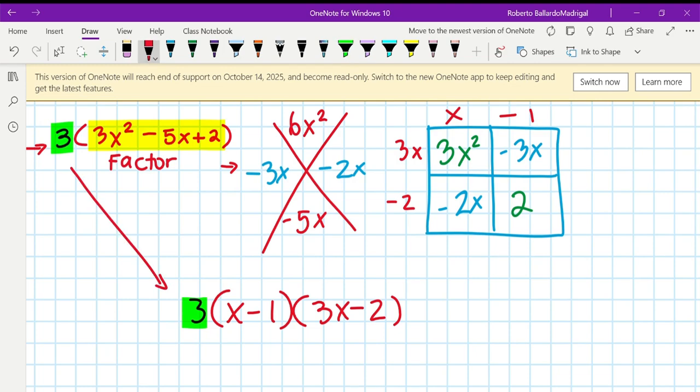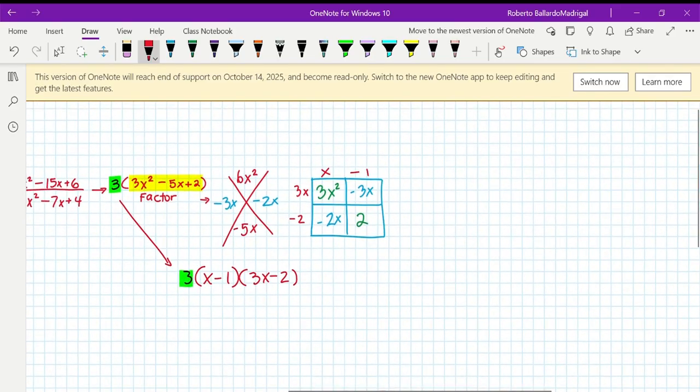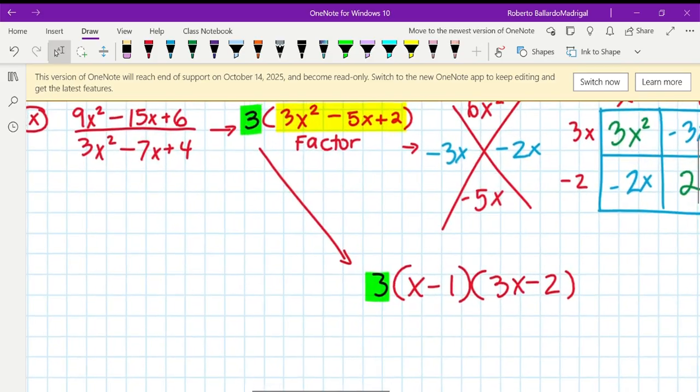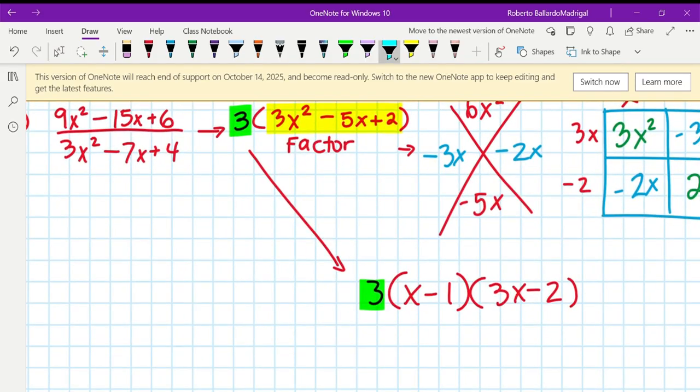So this is what we get from factoring the top. We're halfway done. We have to factor the bottom now. So we're going to repeat this, but now we're going to use the other trinomial. Are we good so far? Question? No? Okay. So let me go ahead and do the bottom now. We're going to factor this.